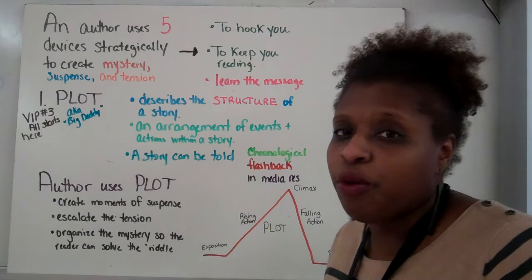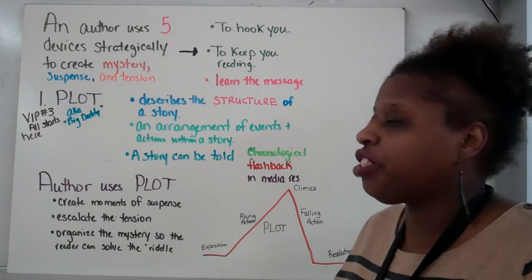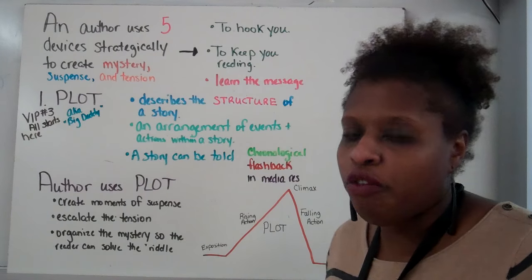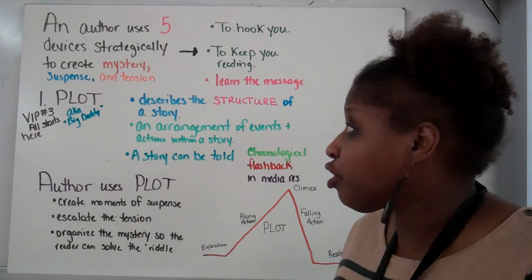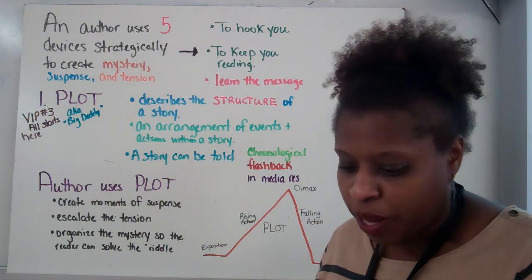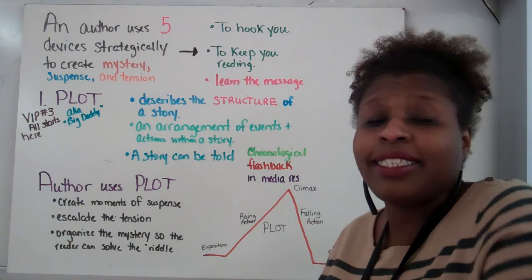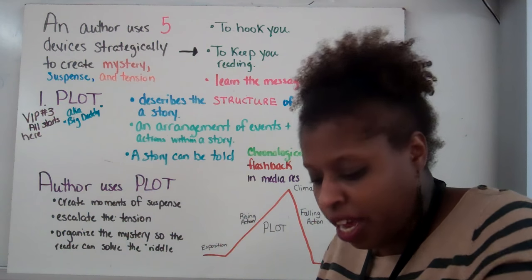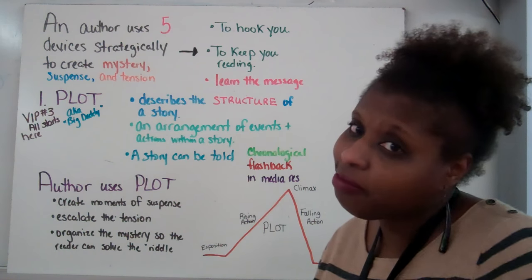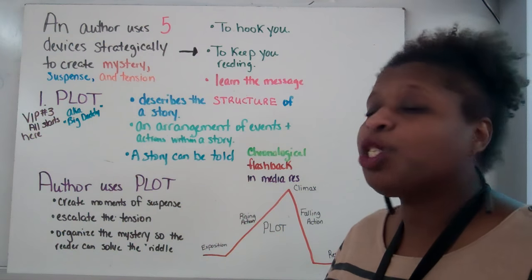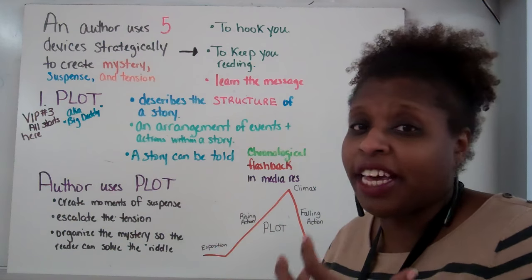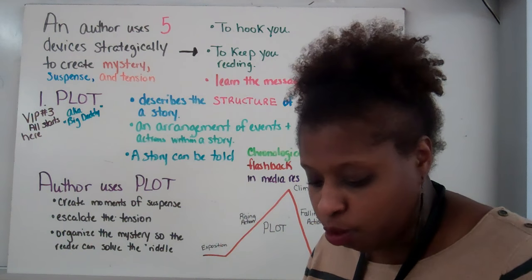So, an author once again uses 5 devices strategically to create mystery, suspense, and tension. So, let's first go over what those 3 words mean. The first term, mystery. Mystery is something that's kept a secret or left unexplained or unknown. So, in a text or in a movie, an author may leave certain things unknown to keep you guessing, to keep you hooked. Suspense is another key term that an author is going to use. This is why he's using these 5 devices in the first place.